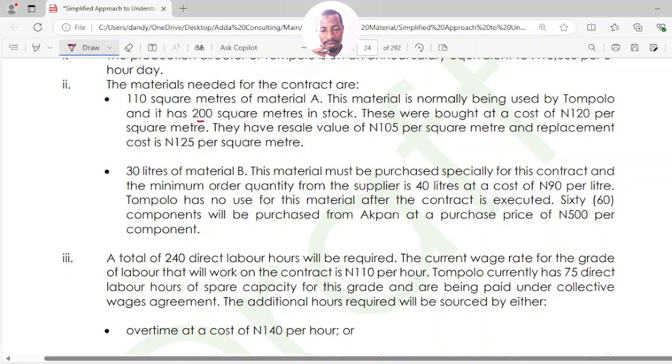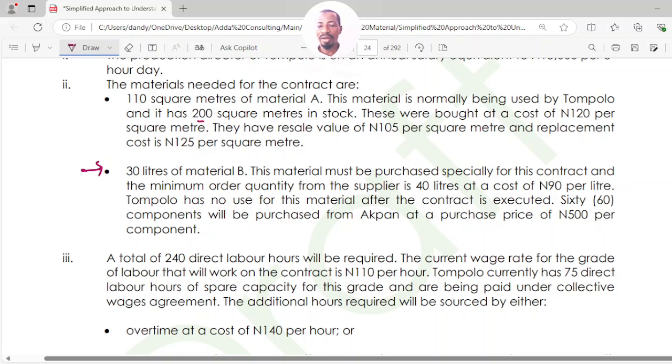Then bullet point number 2, 30 liters of material B. This material must be purchased specially for this contract, and the minimum order quantity from the supplier is 40 liters at a cost of 90 naira per liter. So this contract needs 30 liters of material B, and you are told that the minimum order quantity from the supplier is 40 liters at a cost of 90 naira per liter.